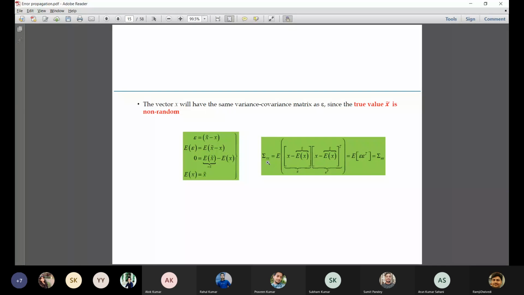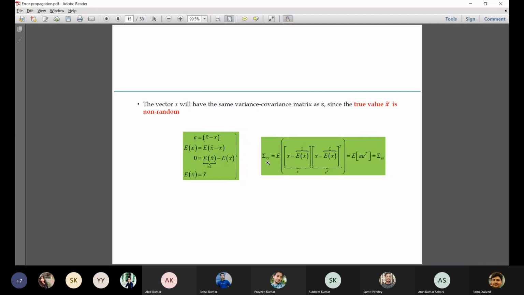You have error quantities with you. You have the expectation operator on it. You cannot blindly say summation. Just try to see, it is the variance covariance matrix of x. Summation cannot be written like that, the way it is written, sigma xx. Summation cannot be written like that. It is expectation.